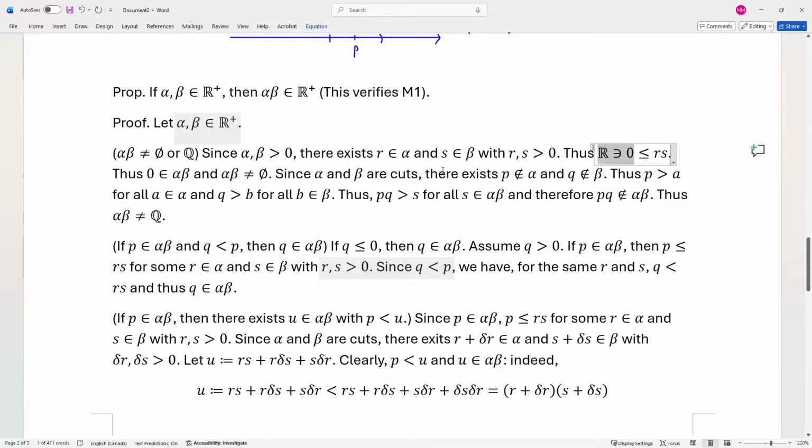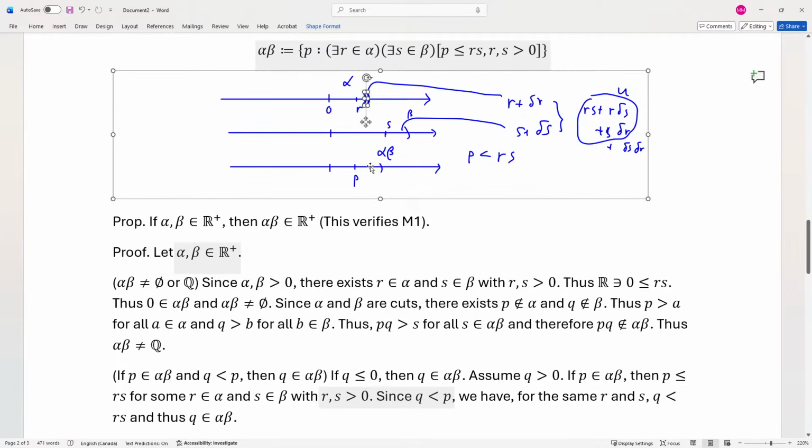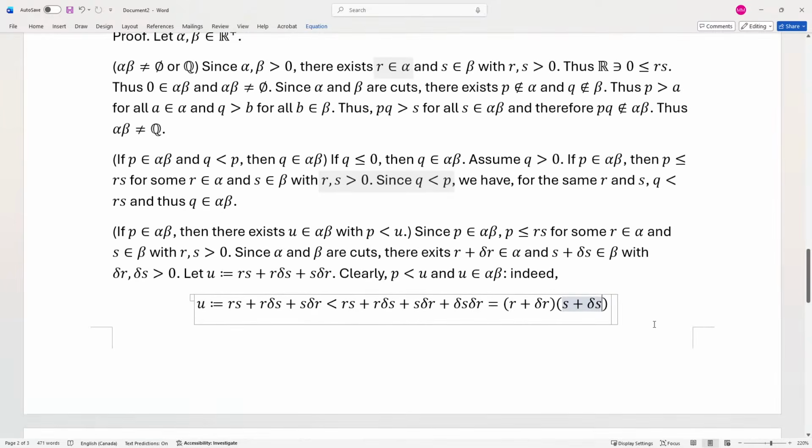Because the cut for 0 has no greatest element either. Imagine if you plot this round bracket right at 0, 0 cannot be in the set. So if 0 is in the cut, this must mean alpha times beta is a positive cut. All right, so I think we're done here. I think we're done with proving the closure property.